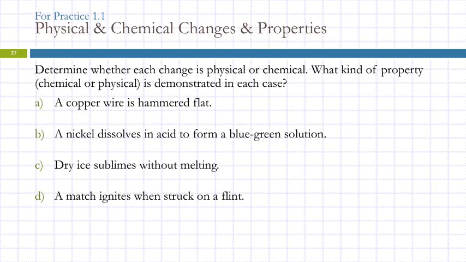Okay, so here's an example. Determine whether each change is physical or chemical. What kind of property is demonstrated? So we take a copper wire and we bang on it with a hammer and we flatten the copper wire. Does that change what the particles are made of? No. They're still copper atoms. We're just squishing them into a different form. So is that a chemical change or a physical change? That's physical.